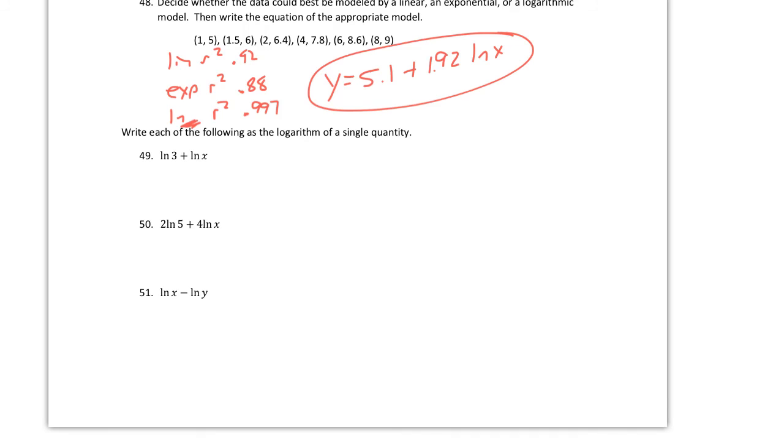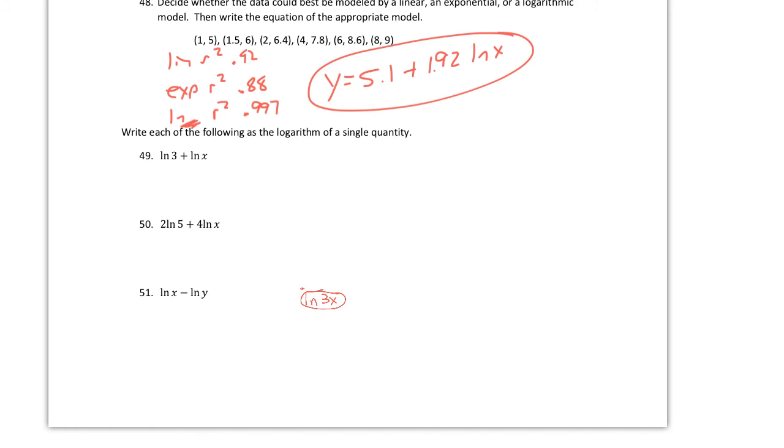Okay, so on 49 here, what we realize is that logarithms kind of follow the exponent rules that we're used to. So in this case, when I see two logarithms with exactly the same base being added together, I can combine them into a single logarithm whose arguments, the 3 and the x, are multiplied. Natural log of 3x.